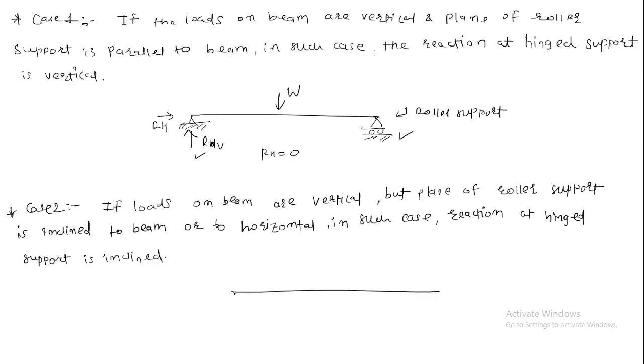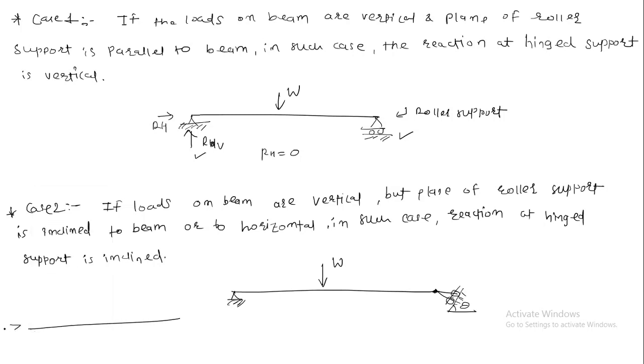Okay, so this is my hinge support and the roller support is inclined to beam. Okay, the roller support is made inclined to the beam. So this is my roller support. Okay, this is inclined at an angle of theta. Suppose these are the loads W. So now since it is inclined, okay, let us draw a free body diagram of this. So the free body diagram will be like this. Here I will draw free body diagram.